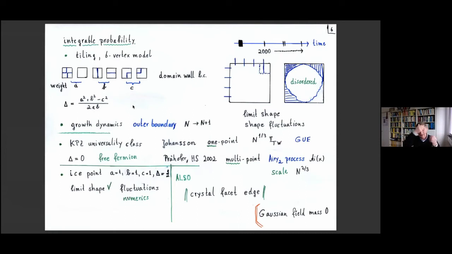This was not anticipated, but the growth dynamics just means that you start with a square of size n, with its particular statistics, and then you simply increase the size to n plus one. Then you look at what the edge is, and you get the edge statistics at time one. In this way, you get something very similar to growth dynamics.